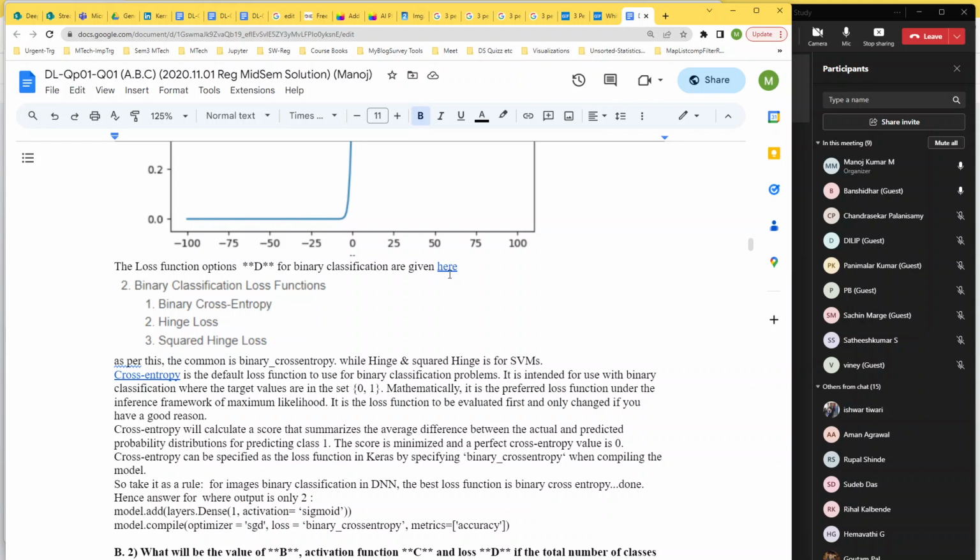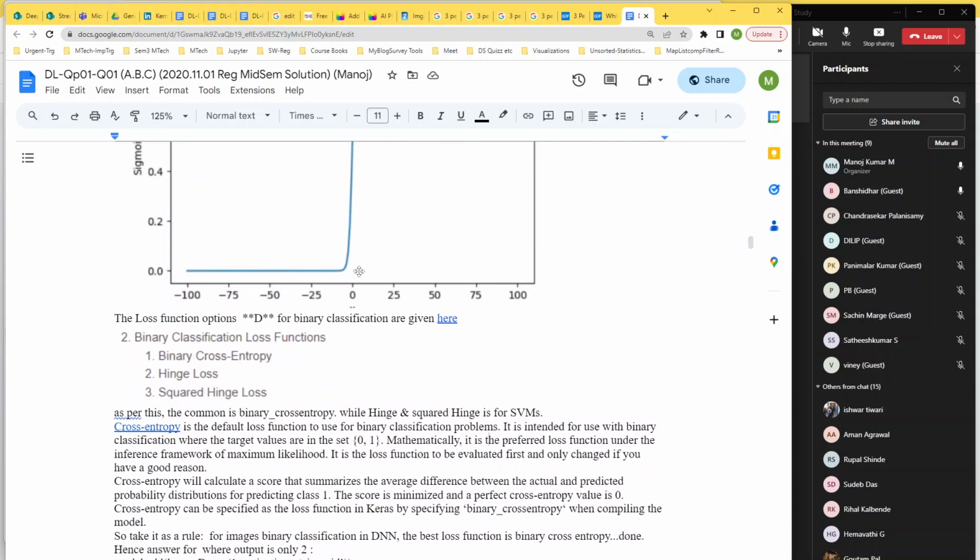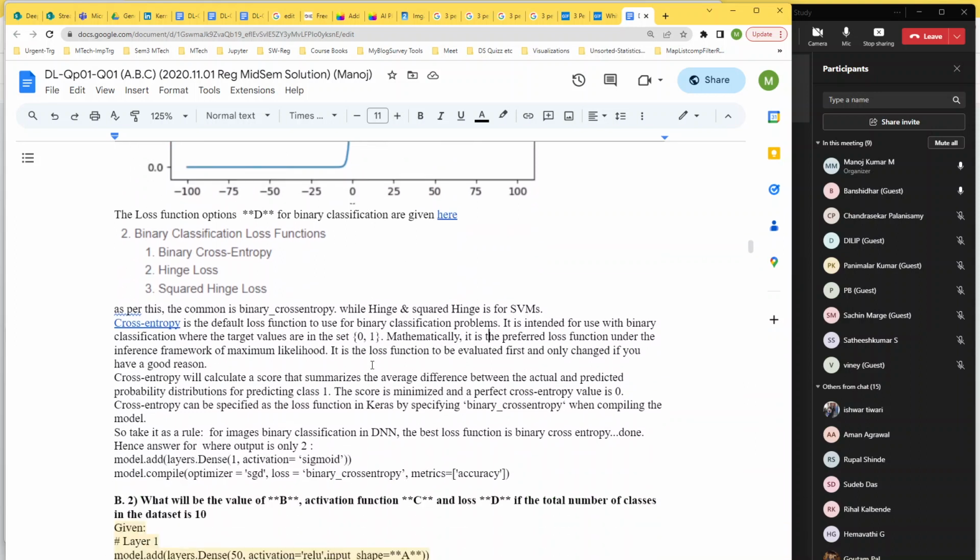If you go there, you will find so many. So here I have taken a screenshot. Binary cross entropy, hinge loss, and square hinge loss. Again, they have mentioned hinge and square hinge are generally used for SVM. Cross entropy is the default loss function for binary classification. So I think this explanation is more than enough for this answer, no? Right? If you want, you can go through this one in case.